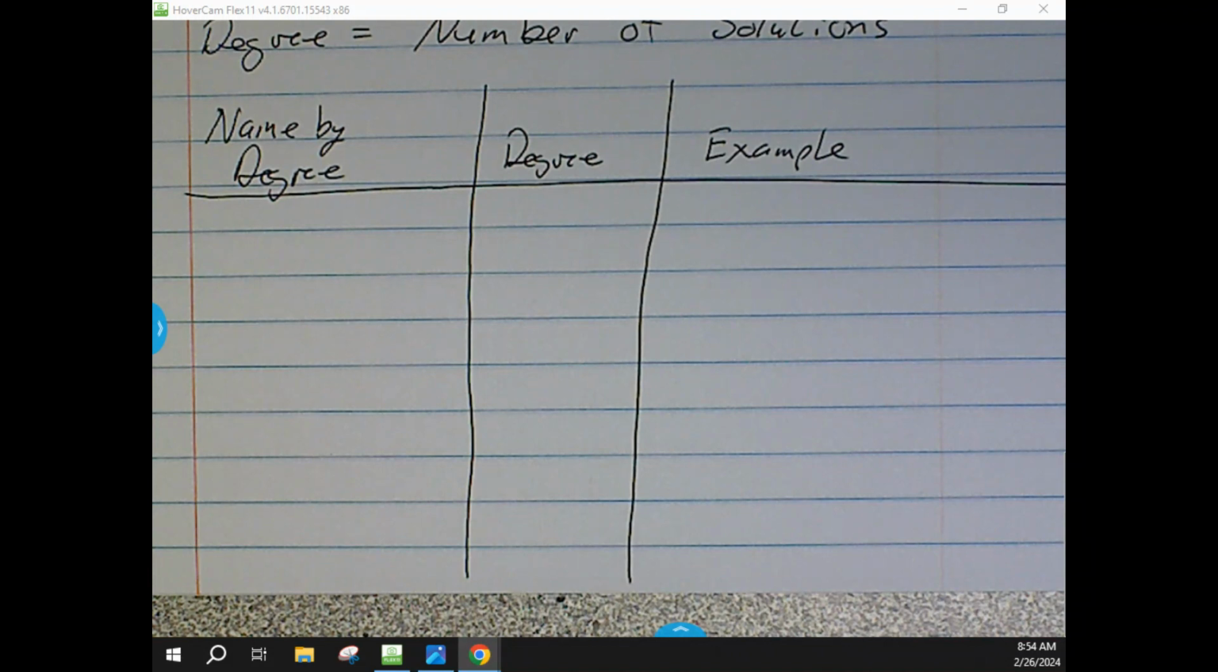Okay, so we're going to give you a degree, we're going to name it, and then we're also going to show an example of how this thing is going to look. And same thing with these. We're not going to give you everything. We'll just give you the most important ones that we're going to look at as we go through everything here.